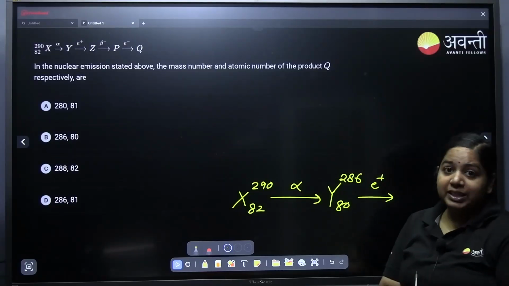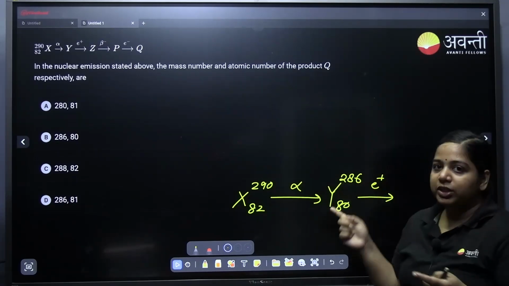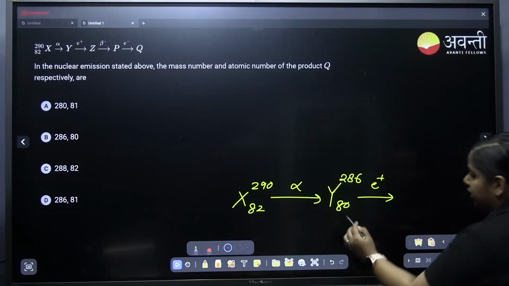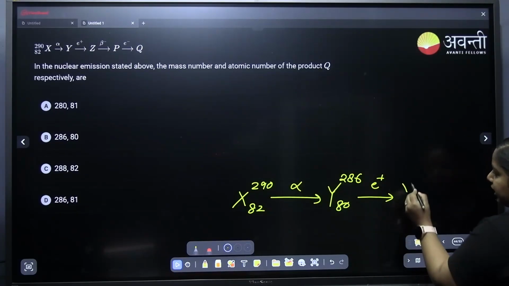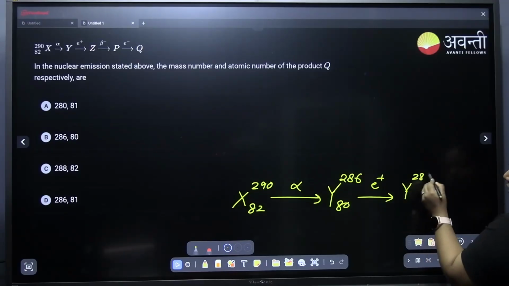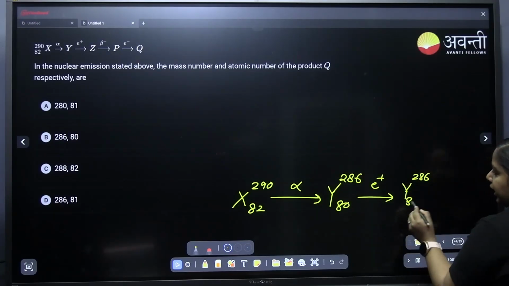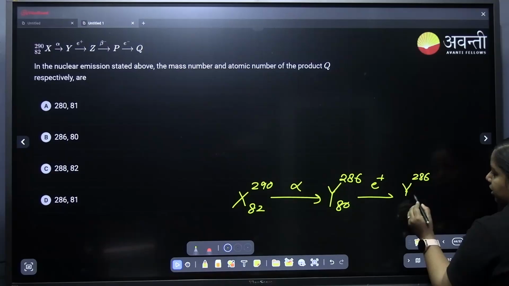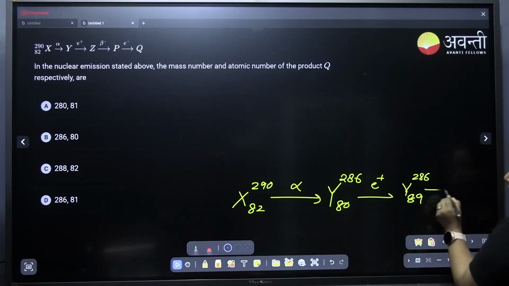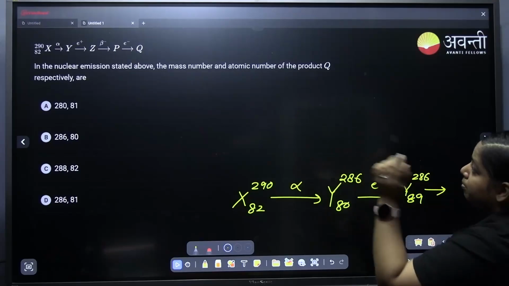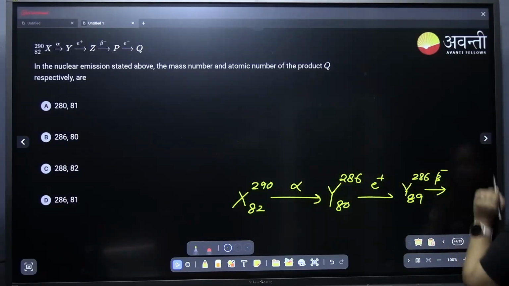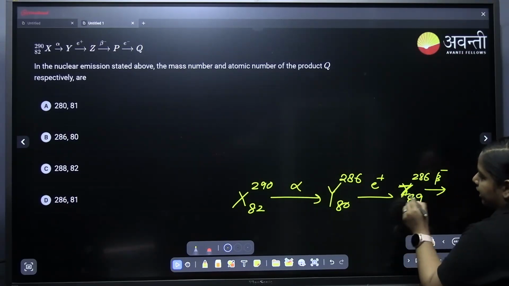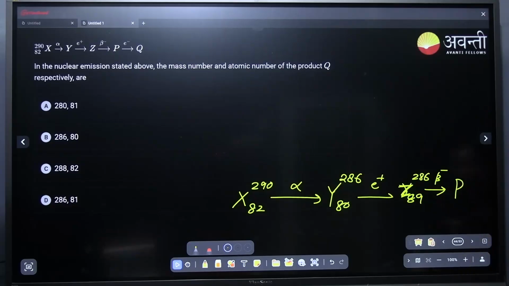Next it is having positron emission. Positron emission is same as beta plus, as I told you. So what is happening? A proton is converting into neutron. So 80 will become 80 minus 1, mass number will not change. This will be 286, this will be 80 minus 1, that is equal to 79. Okay. Next what is happening? Again beta minus is happening. Beta minus means electron is being ejected. Sorry, this is not Y, Z. Okay. Beta minus happens and it will become P.